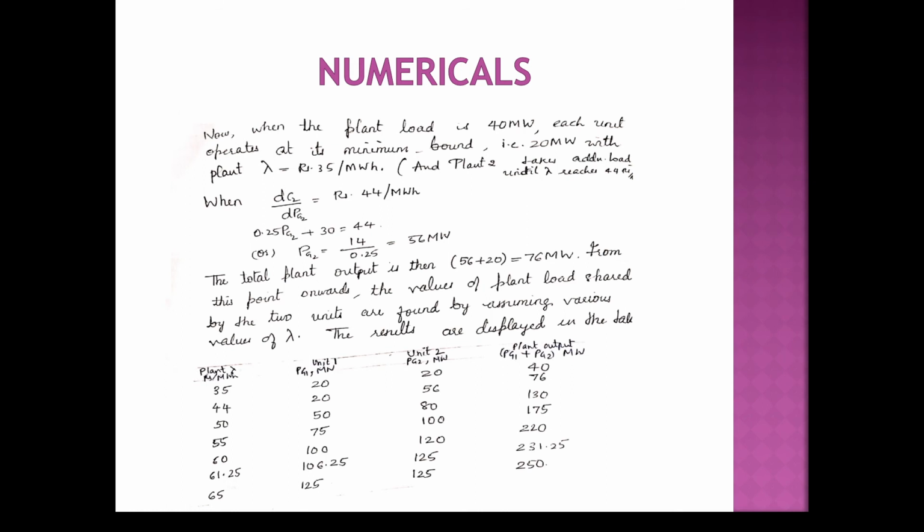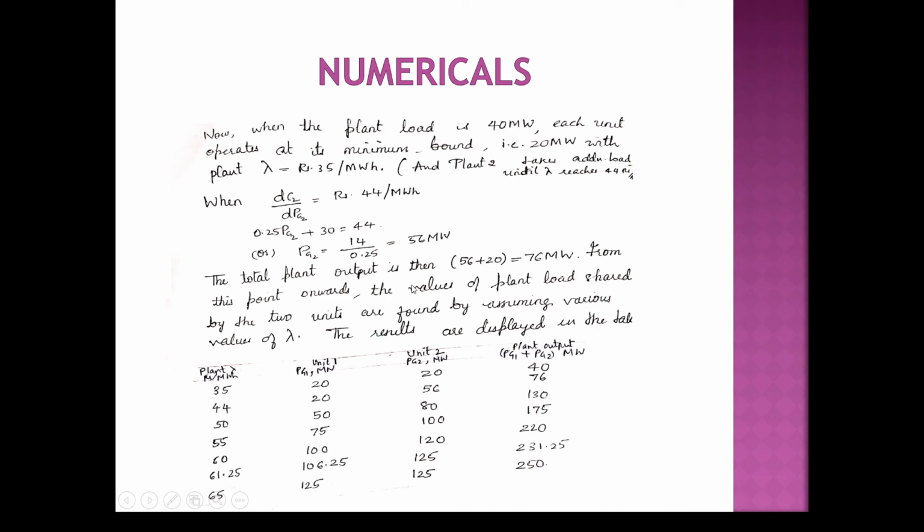So dC2 by dPG2 is how much? Rupees 44 per megawatt hour, that is 0.25 PG2 plus 30 is 44. Or what I can write from this equation, 0.25 PG2 is 44 minus 30, that is 14. So PG2 is 14 by 0.25, that is 56 megawatt. So total plant output is less than 56 plus 20, 56 plus this 20, that is 76.